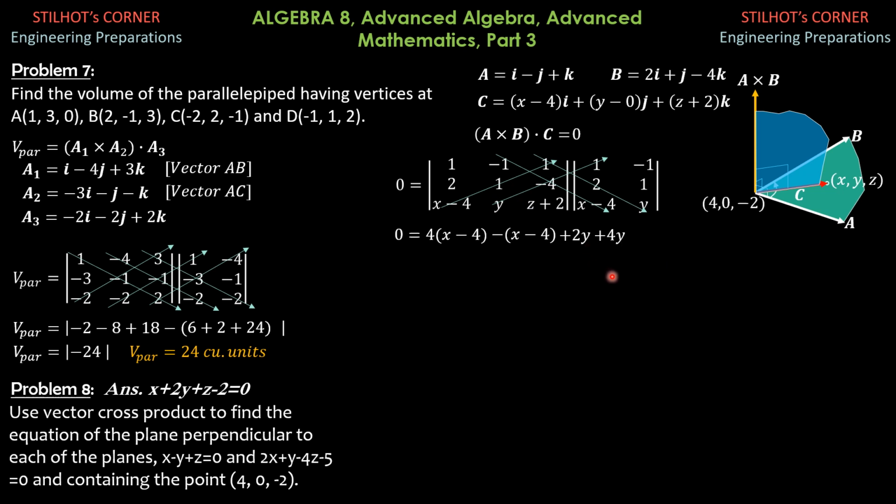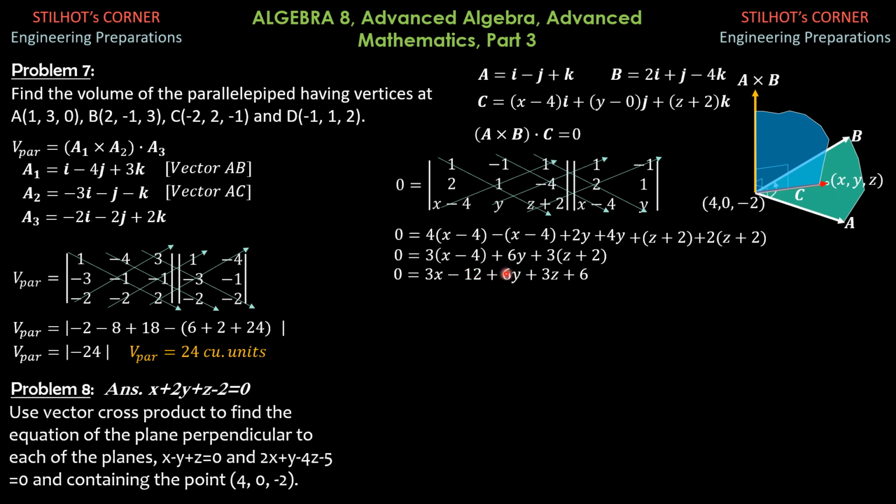So 2y plus 4y. Then for z, 1 times 1, so 1 times quantity z plus 2 minus 2 times negative 1, so that's plus 2 quantity z plus 2. So 1 times quantity z plus 2 plus 2 times quantity z plus 2. So combining, this is net 0 equals 3 quantity x minus 4 plus 6y, then plus 3 times quantity z plus 2. Distributing, so 0 equals 3x minus 12 plus 6y plus 3z plus 6. So finally, we have 3x plus 6y plus 3z, negative 12 plus 6 is negative 6, equals 0.